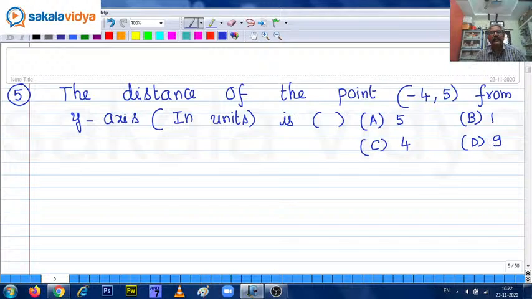So anybody, what is the right answer? Fifth one, try yourself. Gouda Prasad, you are correct. Any other? What is the answer? Any other?